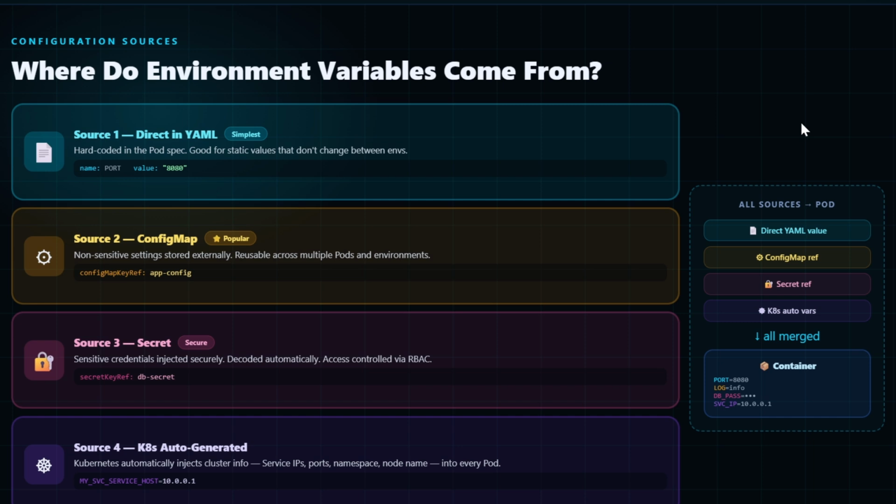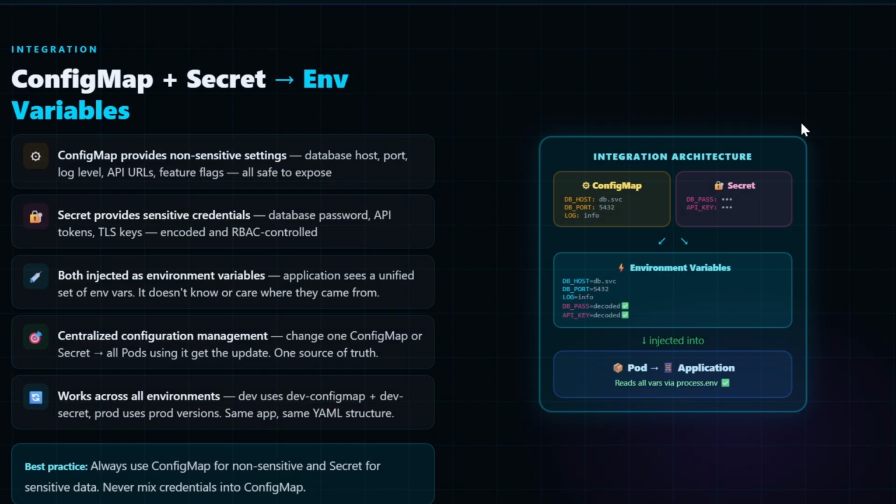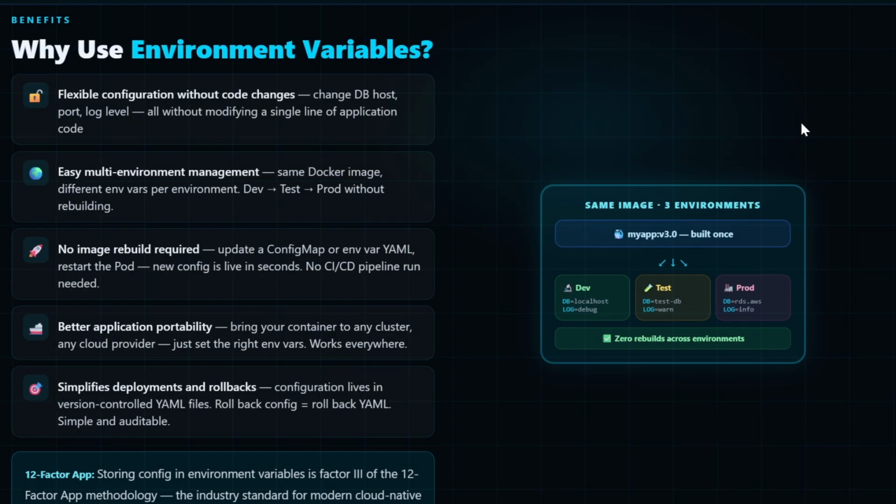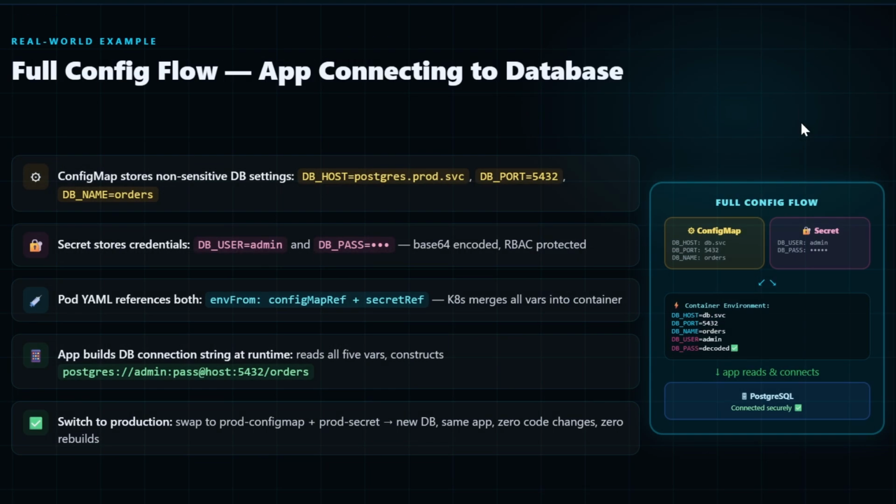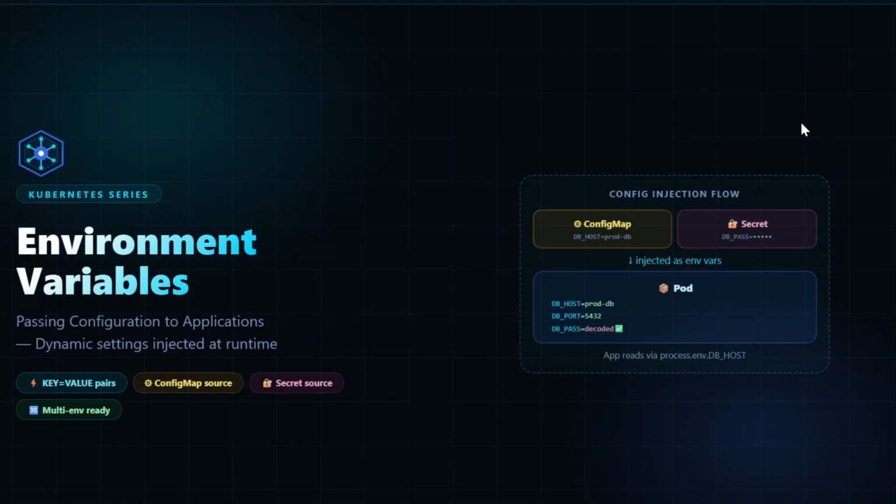Earlier, we already discussed Secrets, ConfigMaps, and directly introducing environment variables in the application YAML file. We'll be seeing all those resources and how the ConfigMap and Secret provide the environment variables, why to use environment variables, and a quick full configuration flow of how the application connects to the database using environment variables, and a quick recap of the discussion. So without further ado, let's enter into the video and have a discussion.